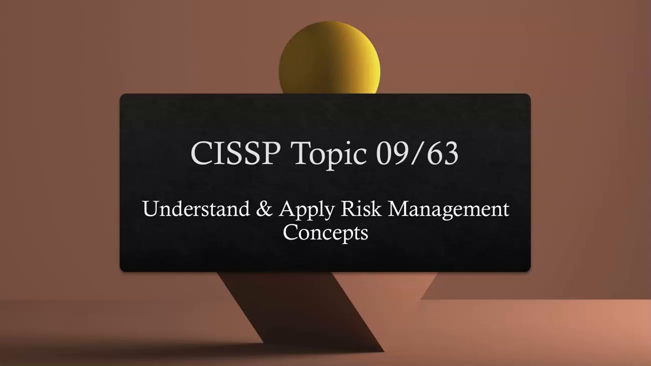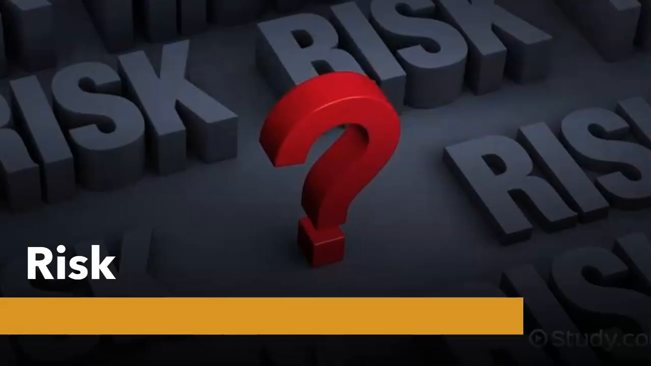Hello friends, this topic 9, understand and apply risk management concepts, is the 9th topic out of the 63 topics of CISSP. As a security professional, our main role is to manage the risk toward the business goal. So we need to understand what is the meaning of risk, what is risk management, and also we must know the risk management principles, concepts and approaches toward risk management.